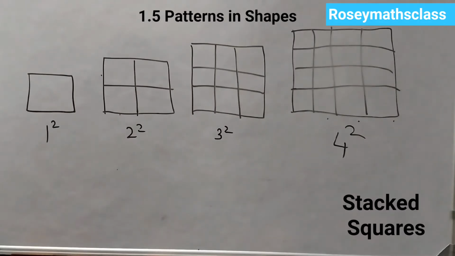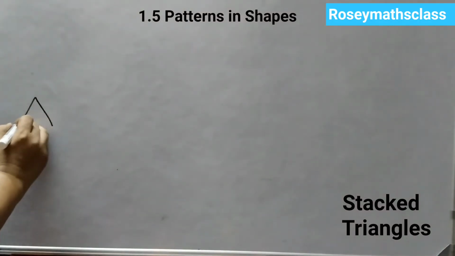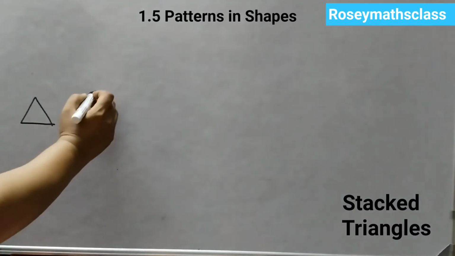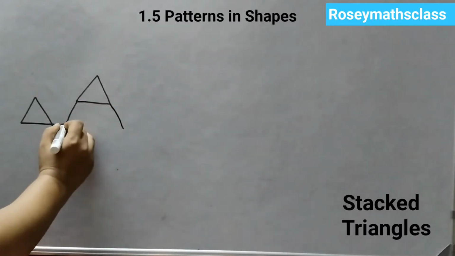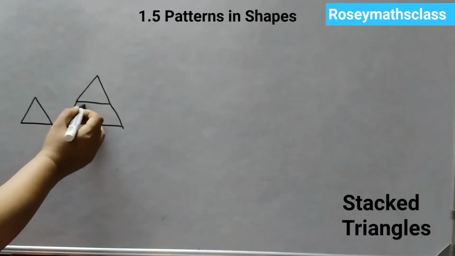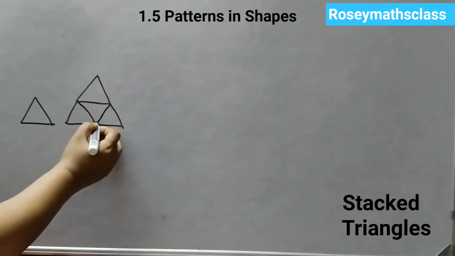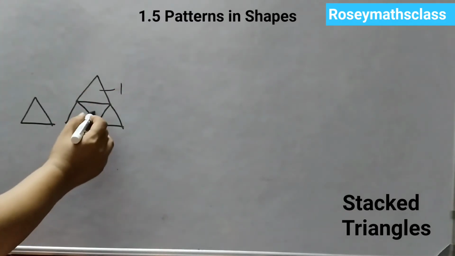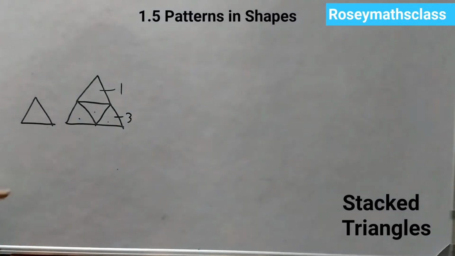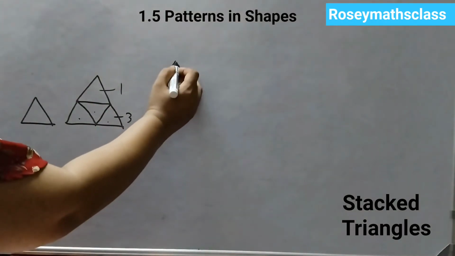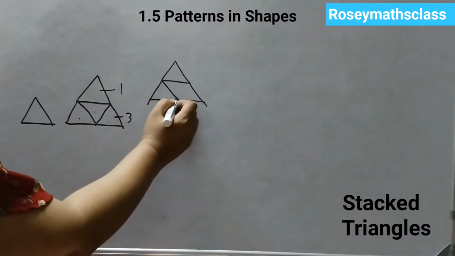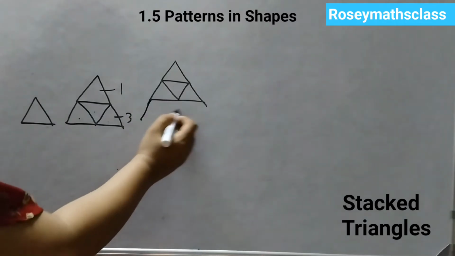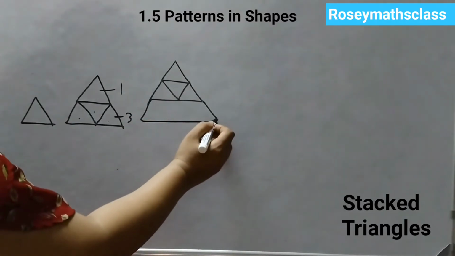Next, we have stacked triangles. First, draw one triangle. Just one triangle. Then, draw the same one triangle and below this, extend this. Now, 3 triangles. So, from here, take the midpoint like this. So, here we have 1, 1, 2, 3. 3 triangles. That makes it total of 4. Next, draw this whole thing. So, 1 triangle. Then extend this. 3 triangles. And then we will have 5 triangles.